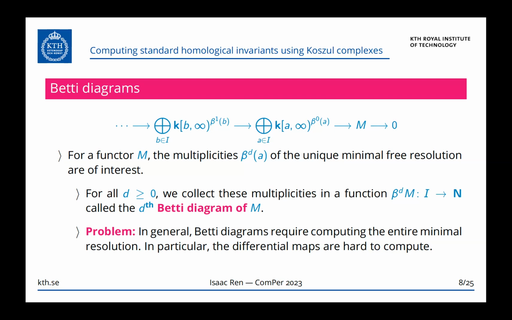However, in general, to get these Betti diagrams, the first approach would be to compute the entire minimal resolution, which can be done algorithmically, but it is relatively complex. And in particular, these boundary maps or differential maps between the free functors are difficult to compute. And when we're computing Betti diagrams, we don't actually care about these differential maps. We just want the multiplicities of the free functors.